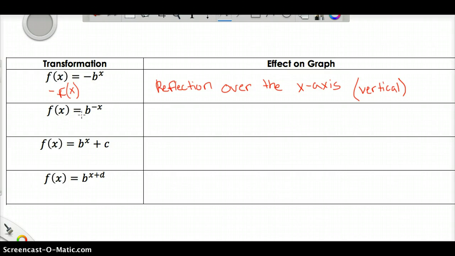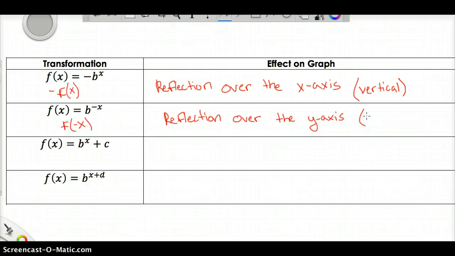Our second transformation occurs when we have a negative in the exponent. The way we wrote this last semester was if we had f of negative x. And in this case, this is also going to be a reflection, but it's going to be a reflection over the other axis, a reflection over the y-axis. And remember, even though it's the y-axis, if we think about a single point and reflect it over the y-axis, that single point is going to move horizontally.